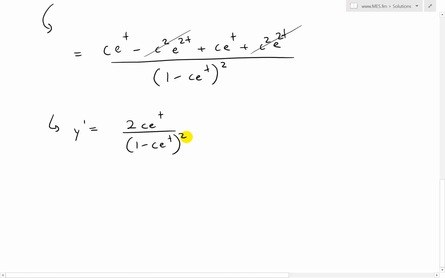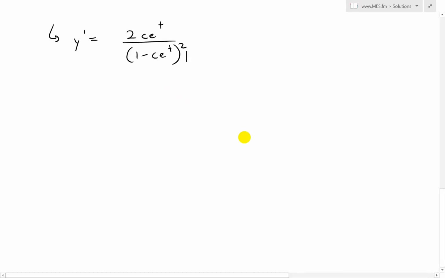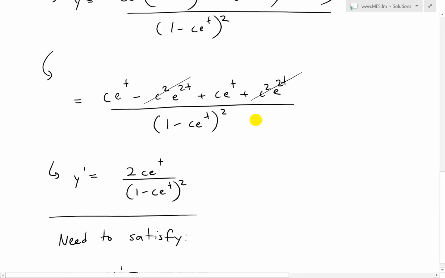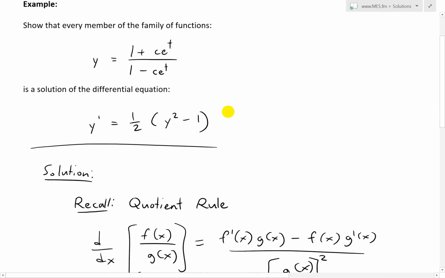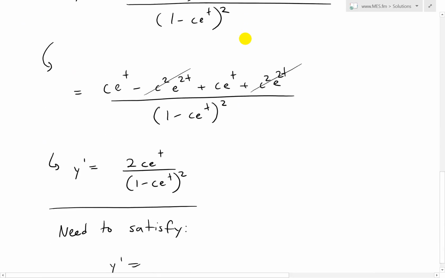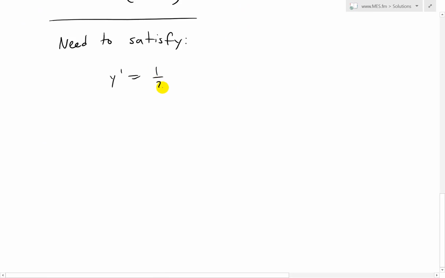So that is our derivative of the function. But in order for the function y to be a solution of the differential equation, we need to satisfy the given differential equation, which is, let's just scroll up, y prime equals 1/2 times y squared minus 1.